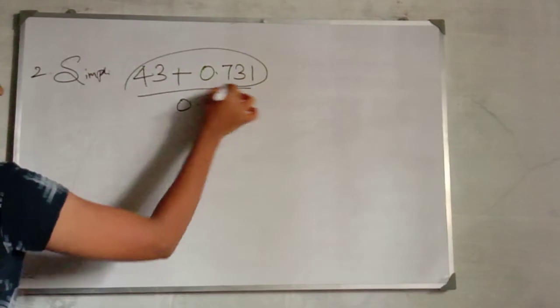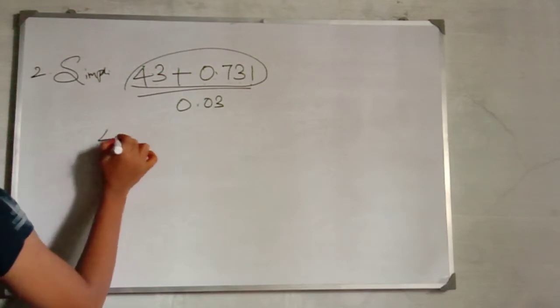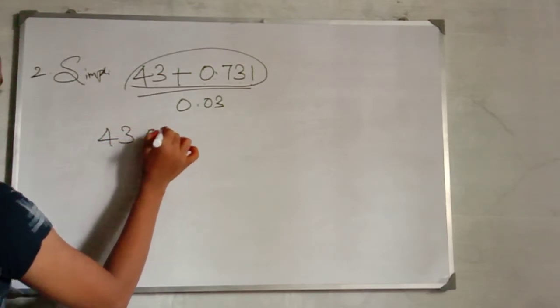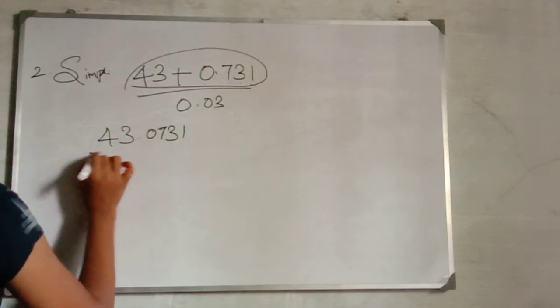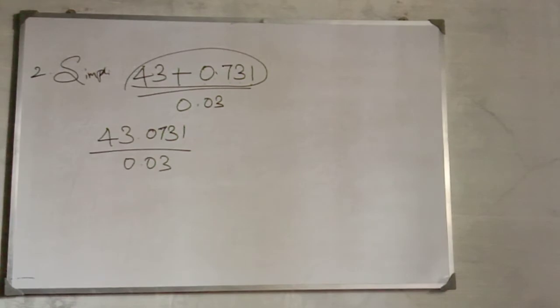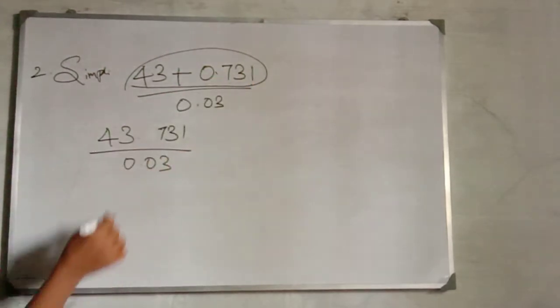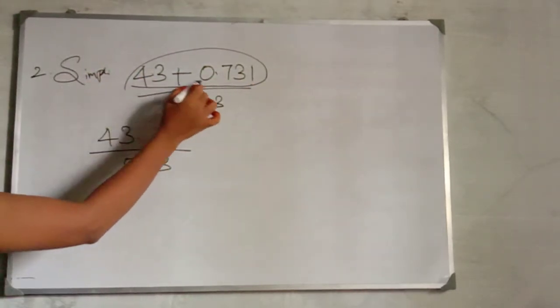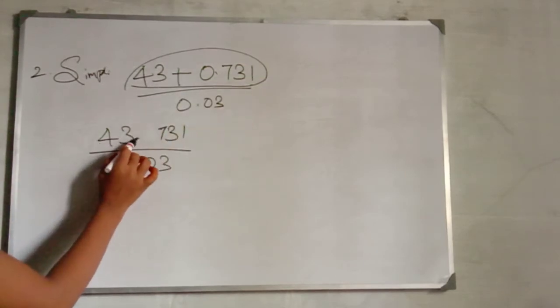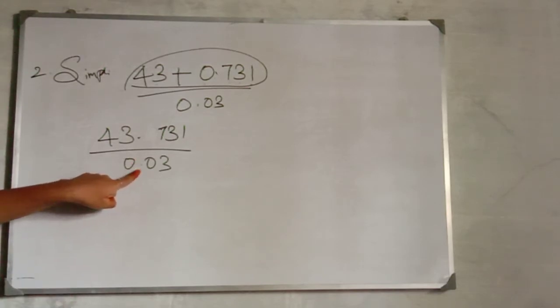Now we add these numbers. So 43 plus 0.731 will be 43.731. Divided by 0.03. Let's see, friends. Here the numerator is 43 plus 0.731, so 43 plus 0.731 will be 43.731. Here the denominator is only 0.03.